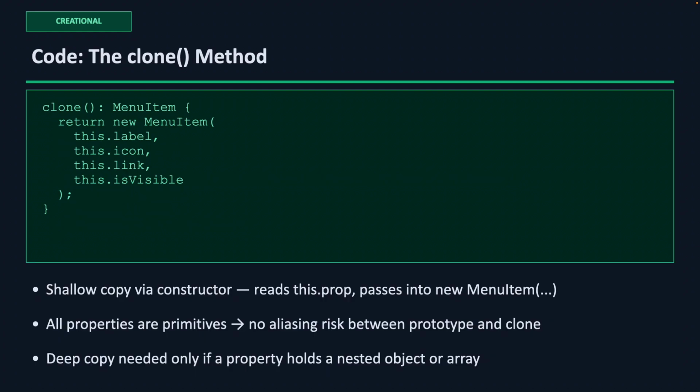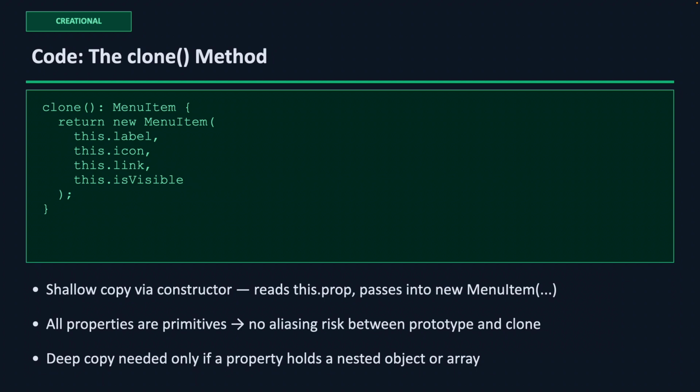If we look at the clone method in isolation, we see again it creates that menu item from the pre-populated instance variables that we have in the class. This is a shallow copy using the constructor. It reads every property of this and passes it on into a fresh instance. So for menu item, shallow copy is correct.